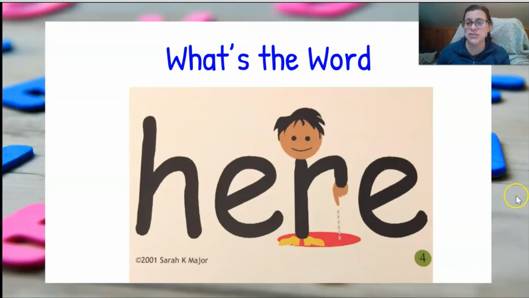Here are new sight words for the week. Here. Repeat after me. Here. H-E-R-E. Here, here, here. Come right here.